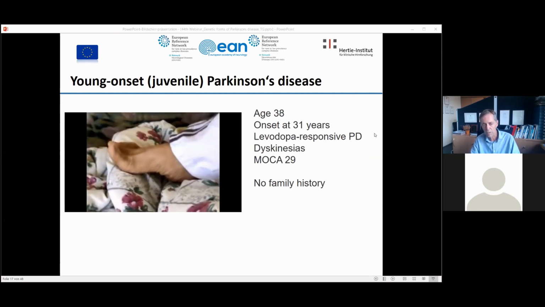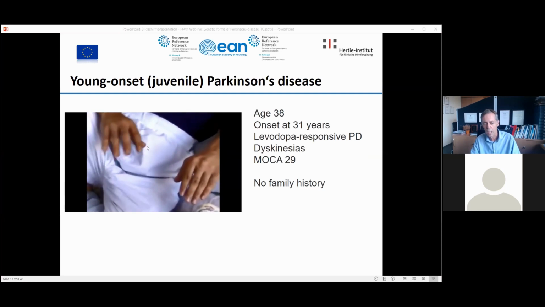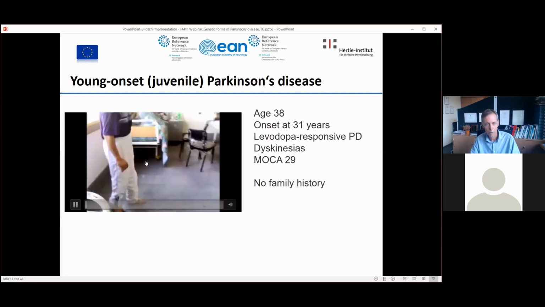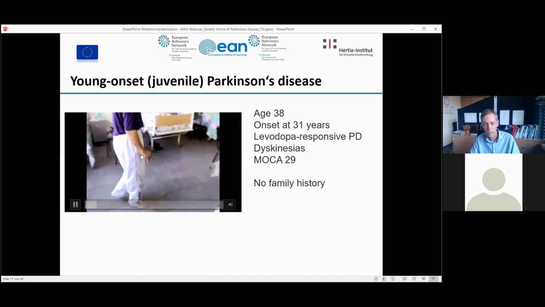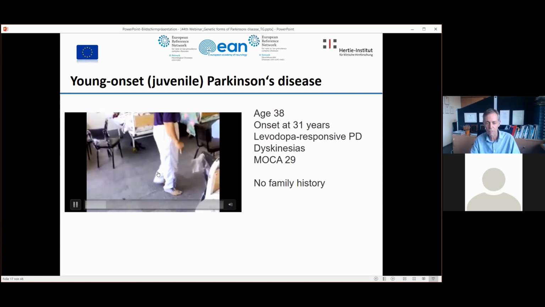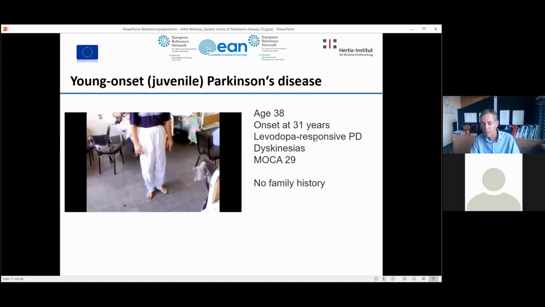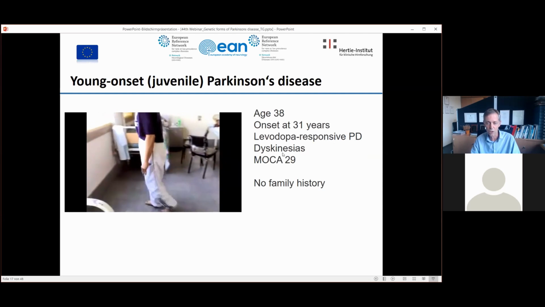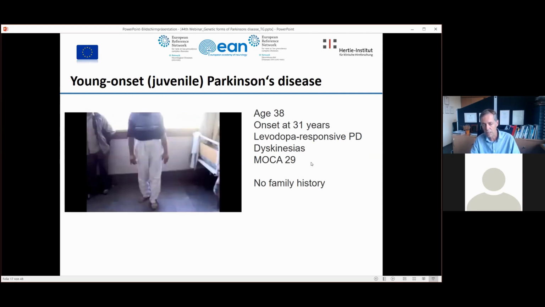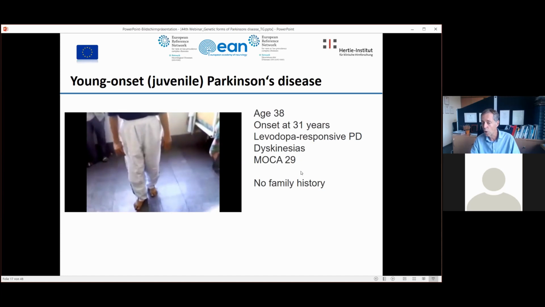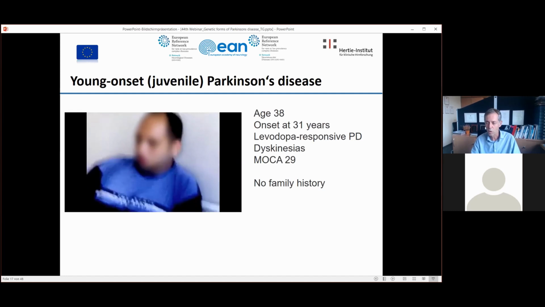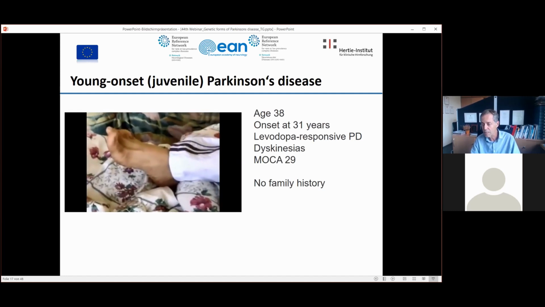He has a typical levodopa responsive Parkinson's disease, quite akinetic here. I can maybe run that again. You can see the loss of arm swing. Gait is relatively fluent. He's on levodopa therapy, and in his good times, he also developed dyskinesias, but no cognitive impairment. He has a MoCA score of 29. No family history.